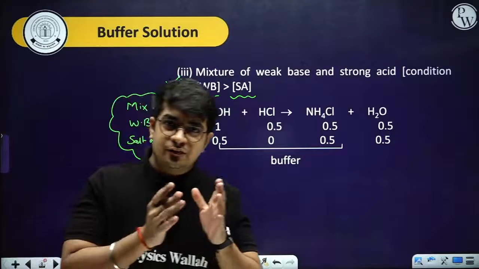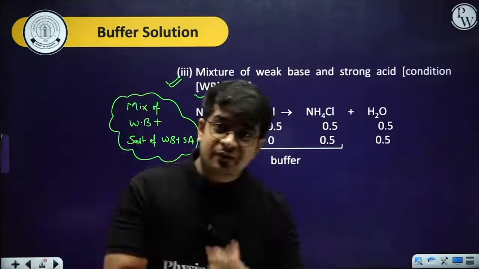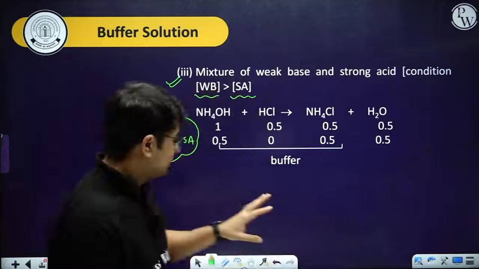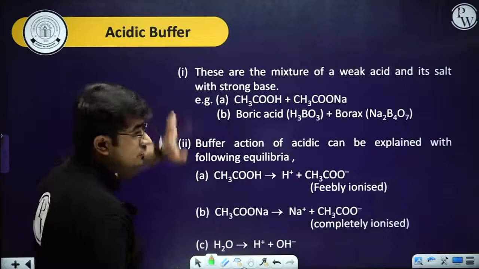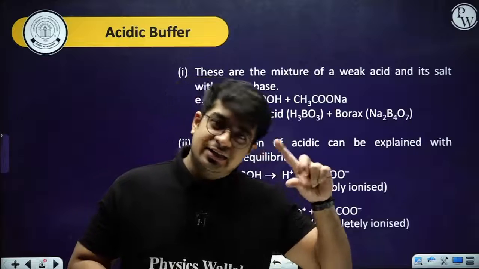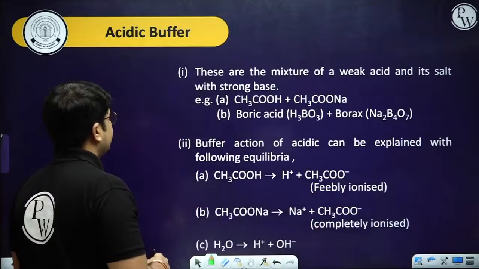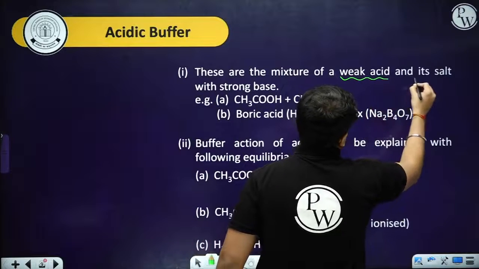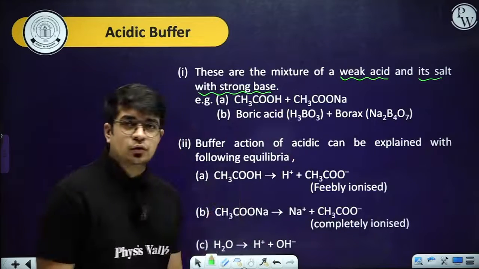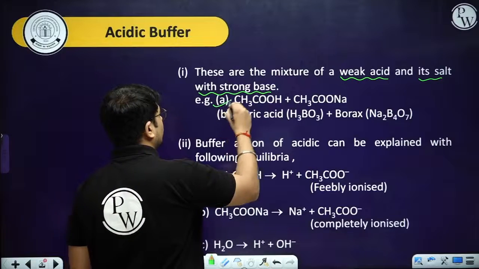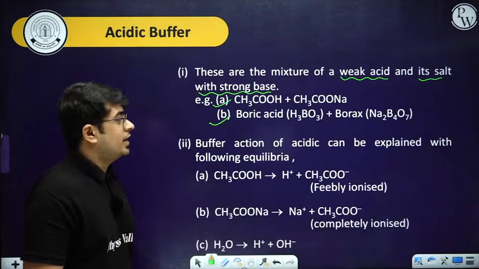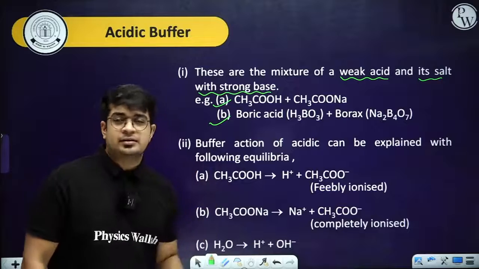Now it's time to discuss the first type, acidic buffer as well as basic buffer. What is the buffer action, what is the buffer range, and what is the buffer capacity in those cases. Okay, I hope this entire part is clear. Now let's start. I'm talking about the first part, which is acidic buffer. It means in that case the component is a weak acid as well as its salt with a strong base. So this is a mixture of a weak acid and its salt with a strong base. It means you can take CH3COOH with CH3COONa, the most common case, or you can take boric acid with borax. Borax is the salt of that boric acid. Now, buffer action of acidic buffer can be explained with the help of a very interesting analysis.